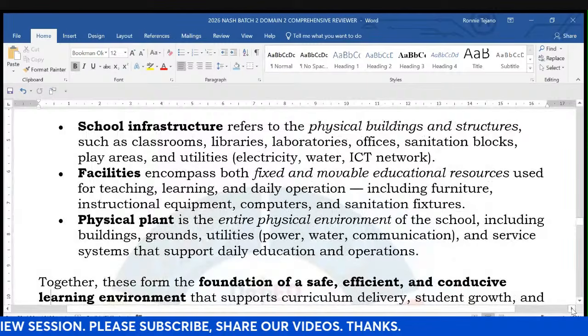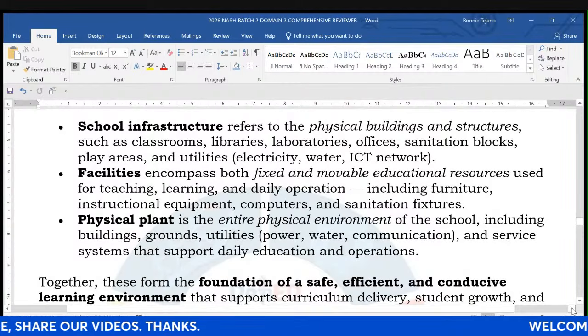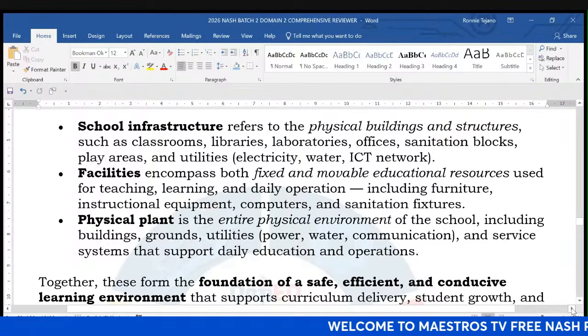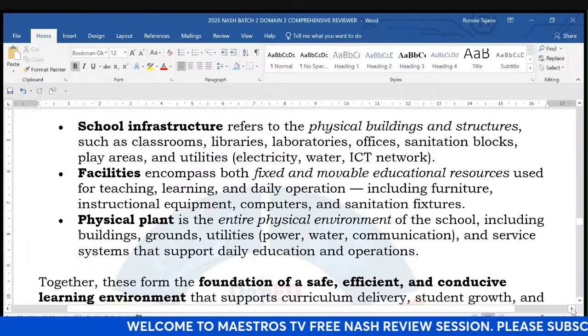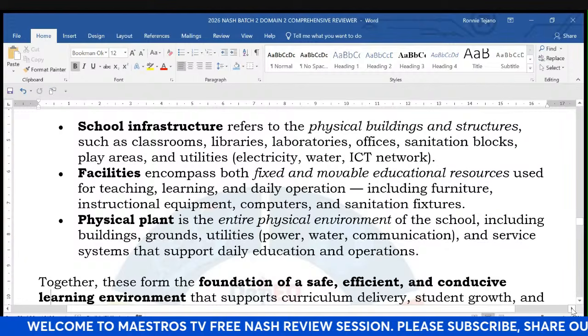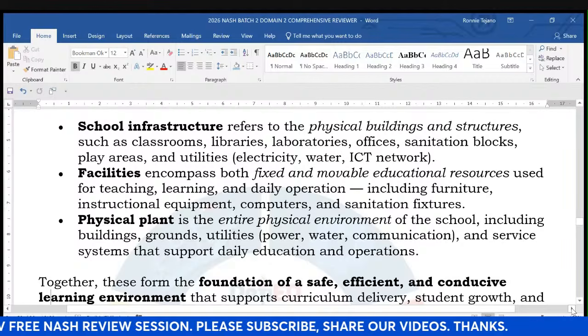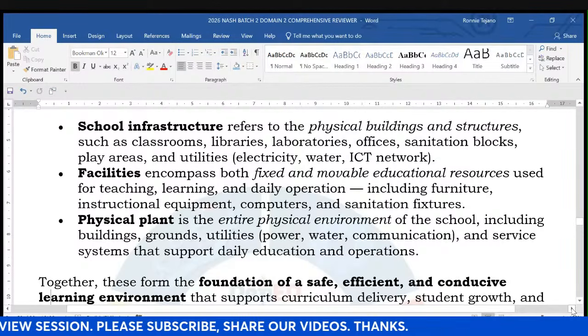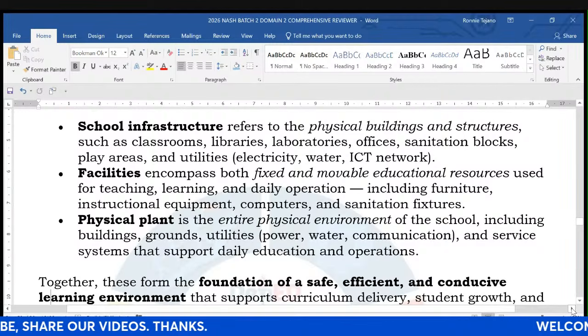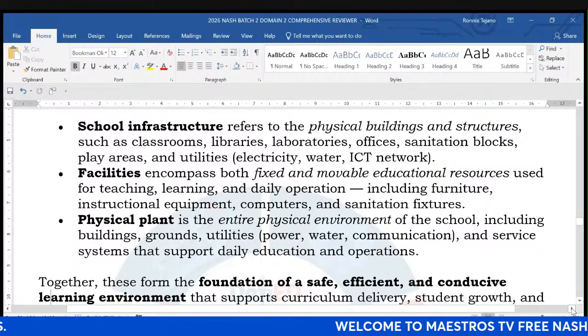And we also have facilities that encompass both the fixed and movable educational resources for teaching, learning, and daily operations, which includes our furniture, the instructional equipment, computers, and sanitation fixtures. For a physical plant, this is the entire physical environment of the school, including the buildings, grounds, utilities, power, water, communication, and service systems that support the daily education and operations.